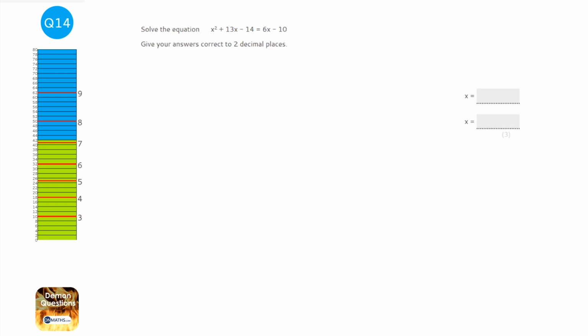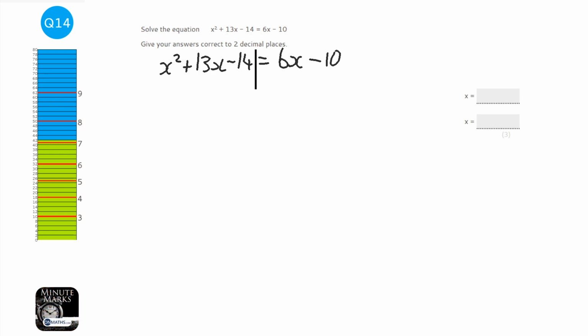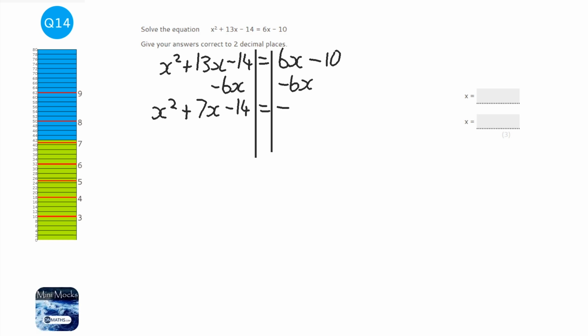To solve a quadratic, the first thing you need to do is get it equal to 0. So I'm just going to write it out first of all, and then I'm going to draw my lines down so I can show the examiner what I'm doing. The first thing I'm going to do is take away 6x from both sides. So it's going to be x squared plus 7x minus 14 equals minus 10. And then I'm going to get rid of that minus 10, so I'm going to add 10 to both sides. So it's going to be x squared plus 7x minus 4 equals 0.